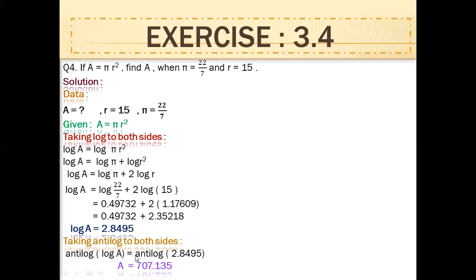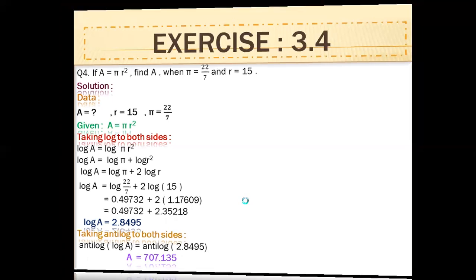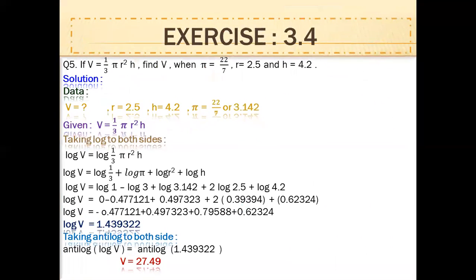In the previous question, there is only q, so we didn't take anti-log in that one. But here we have log A, so that's why we take the anti-log to both sides and we get the value of A, which is 707.135. The last question of this exercise is V is equal to 1 by 3 pi r square h.